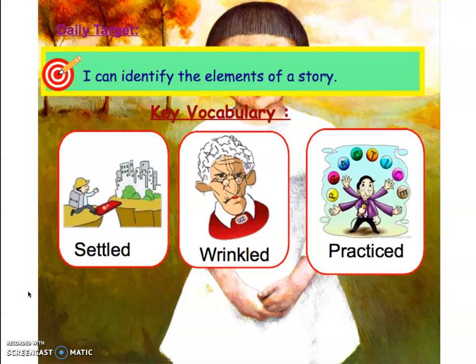Our next vocabulary word is practice. Practice is when you perform an activity or exercise a skill repeatedly or regularly in order to improve or maintain one's proficiency. So you can practice playing basketball. You can practice your vocabulary words, but practice means to do something over and over so you can get better and better at it.